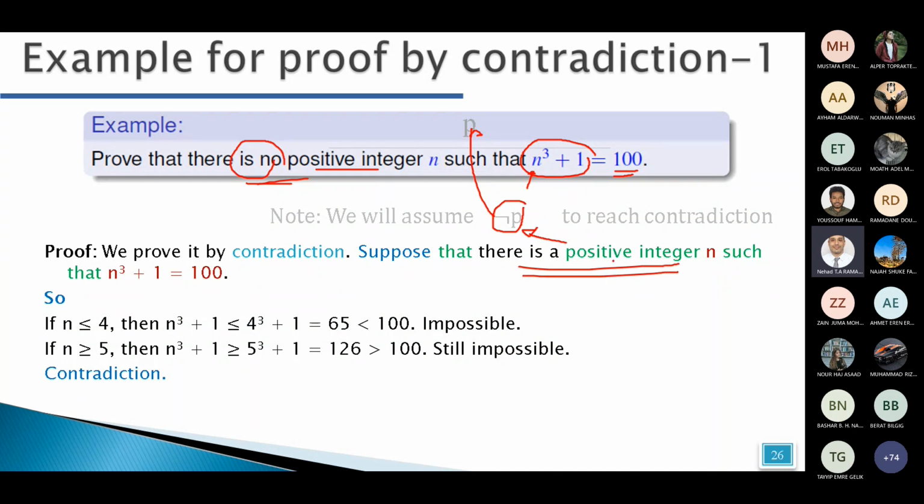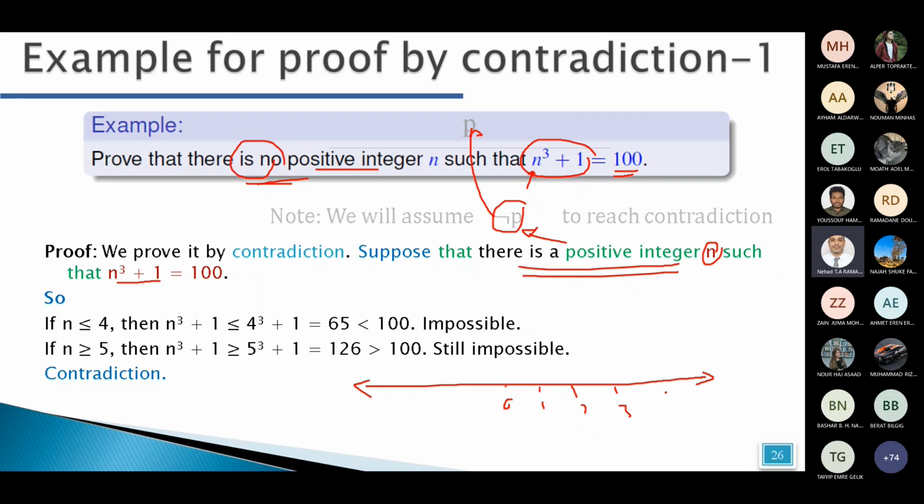So our assumption not B is that there is a positive integer n, such that, so we assume the opposite of B, not B. B says there is no positive integer. We assume that there is a positive integer, and we try to get this number. How to get this number? From any integer value. Okay, integer value, we can take it from the number line. Yes, it could be 0, it could be 1, it could be 2, it could be 3.